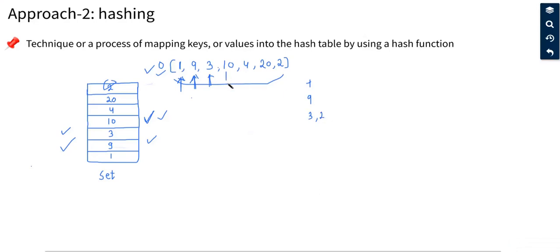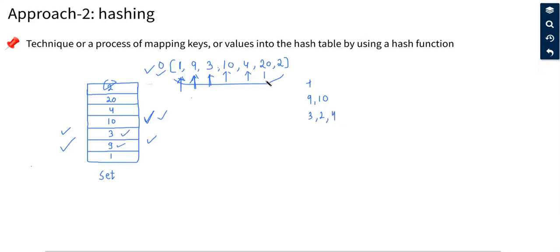Then I move to 10 and I see if 10 minus 1, that is 9, is present here in the set, and the answer is yes, 9 is present here. Therefore, I see that 10 is a part of the sequence which contains 9 and 10. Then I move to 4 and see if 3 is present in the set or not. Yes, it is the case that 3 is present in the set. Then 4 is a part of the sequence which contains 3.